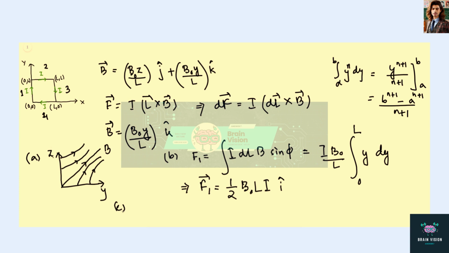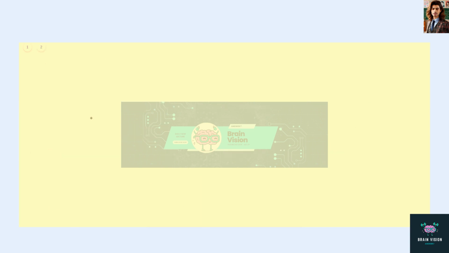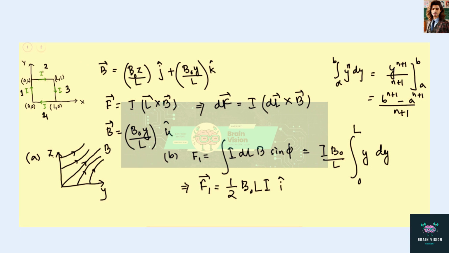So now we do the same for f2. So f2 is equal to the integration over I dl B sine phi, where sine phi is 1, and the limits are L to L. Now since the limits are the same, we don't need to explicitly calculate this integral.